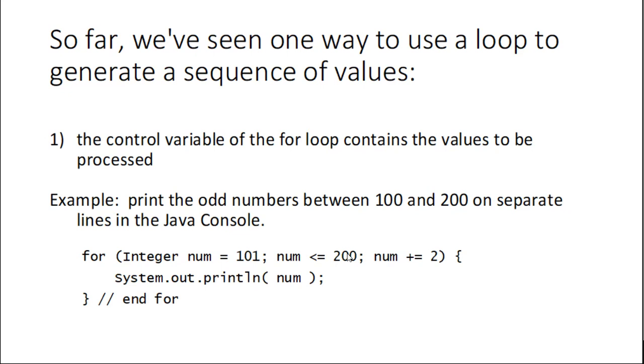And we keep going as long as num is less than or equal to 200, because if num is less than or equal to 200, we haven't printed them all yet. But if num gets bigger than 200, then we have printed all the ones from 100 to 200. So do you see how this would work? That makes sense, hopefully. But what I'm saying is that the control variable for the loop contains the value to be processed.